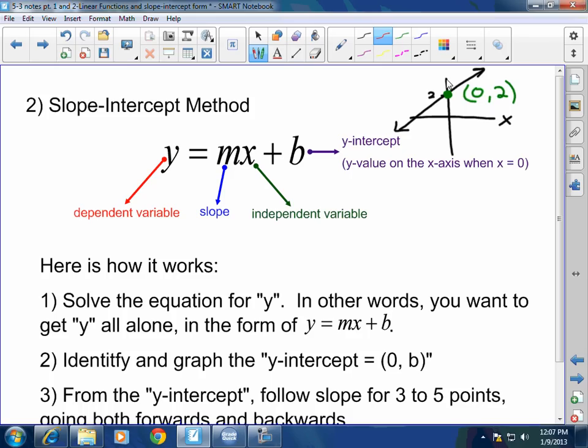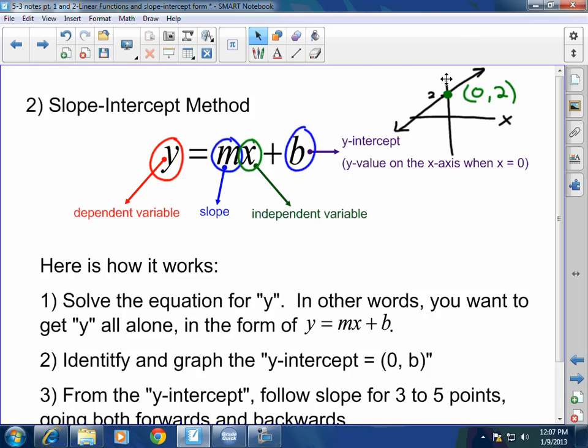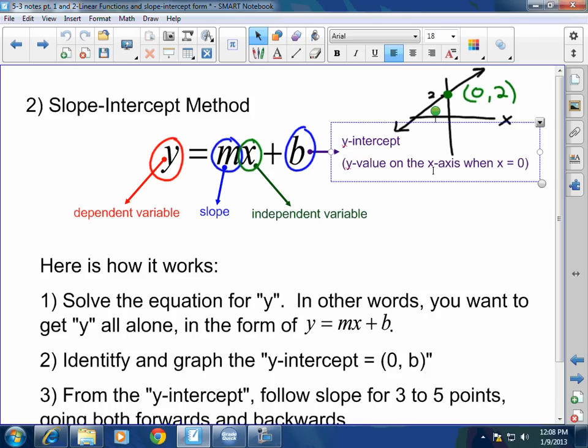Who said to add anything? How can you add x and a number? It's an equation. It's a format. We've been talking about this format forever. Y is the dependent variable. M is the slope. It's rise over run if it's positive, fall over run if it's negative. X is the independent variable. It could be anything it wants. And b is the y-intercept. The y value on the y-axis, not the x-axis, when x equals 0.